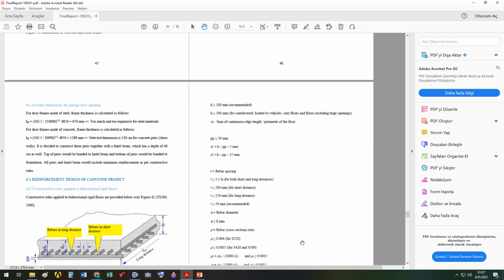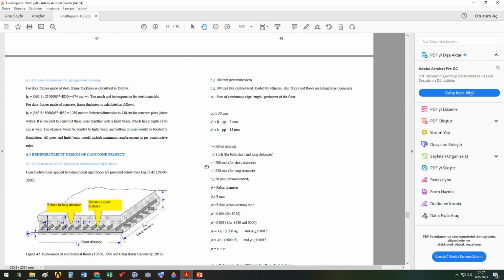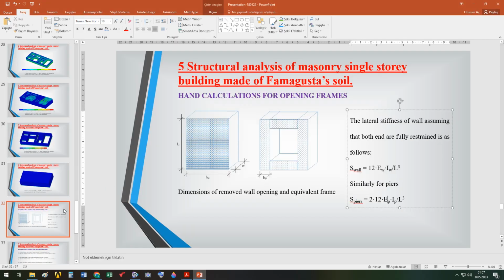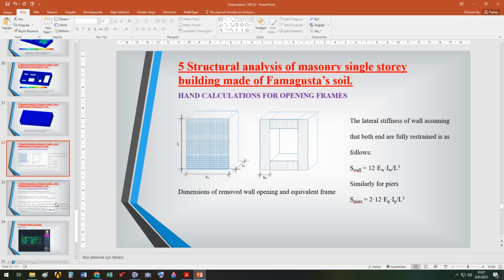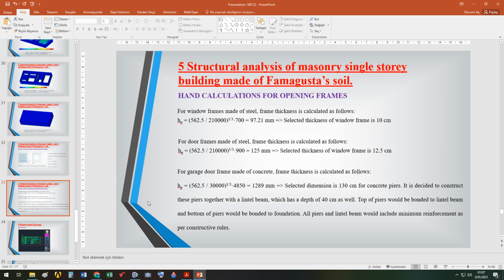Okay. And any other calculations are explained here. Now I continue from here. I don't want to waste time. Hand calculations are explained here, also in detail in the PDF document report.